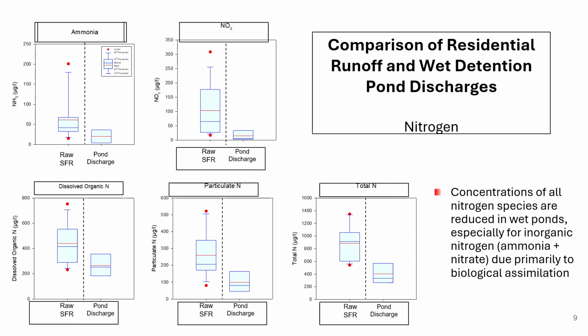This slide illustrates a comparison of nitrogen concentrations between raw residential runoff and the discharge from wet detention ponds. What we consistently observe is a significant reduction in the concentrations of all nitrogen species after the water passes through a wet pond. This reduction is particularly evident for inorganic nitrogen, encompassing both ammonia and nitrate, and is primarily attributed to biological assimilation processes occurring within the pond.